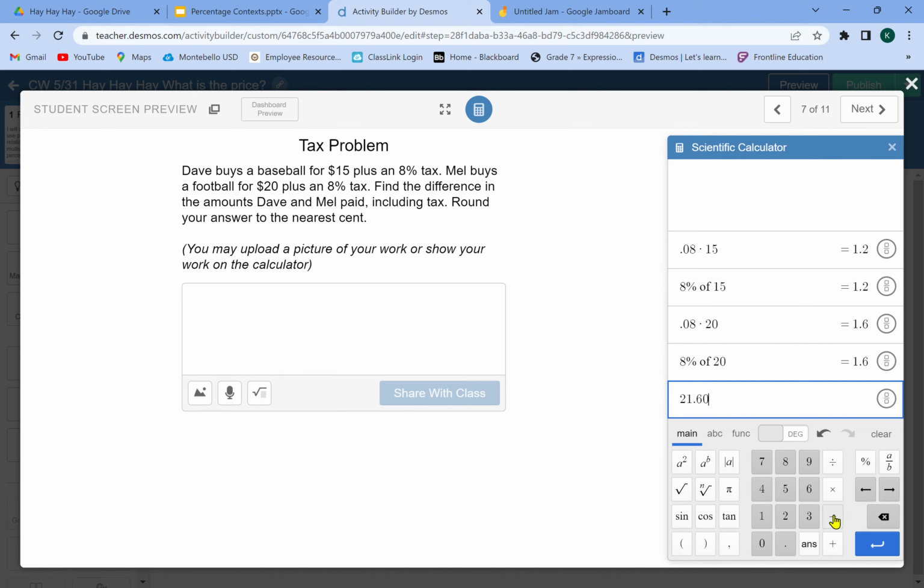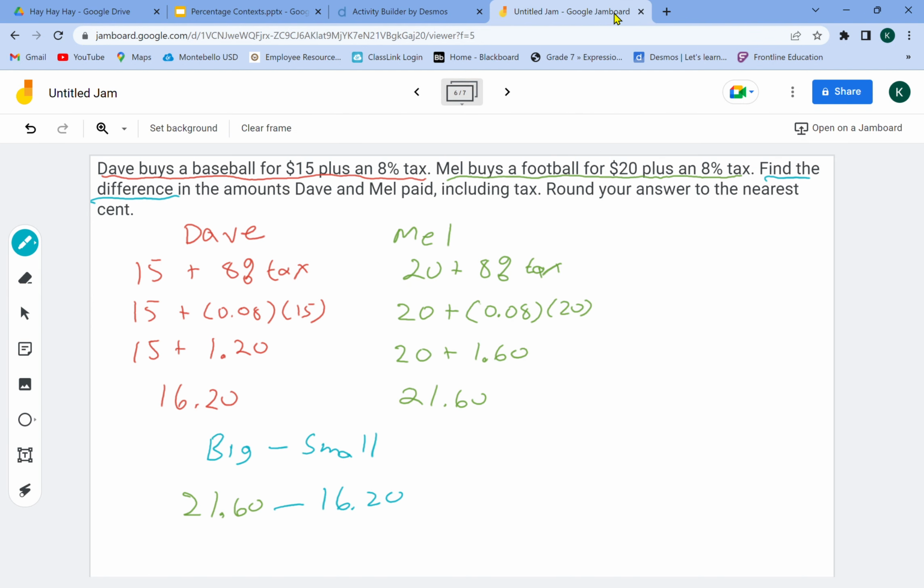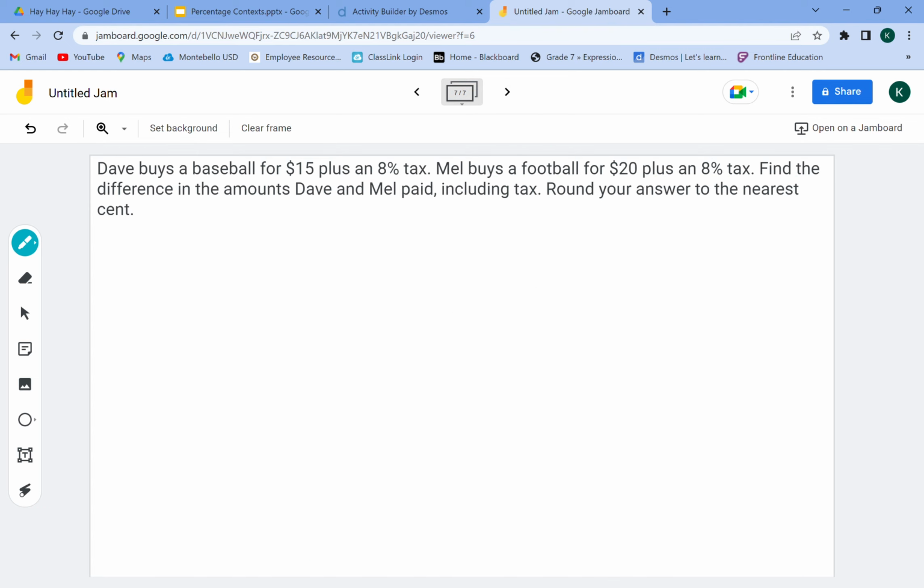If I subtract that, I go over here: $21.60 minus $16.20. I get $5.40. Then you would want to write a complete sentence like: the difference is $5.40. Now this is the traditional way to do it, but there's a much faster way to do it here. It requires a little bit of thinking, a little bit of outside-the-box thinking.